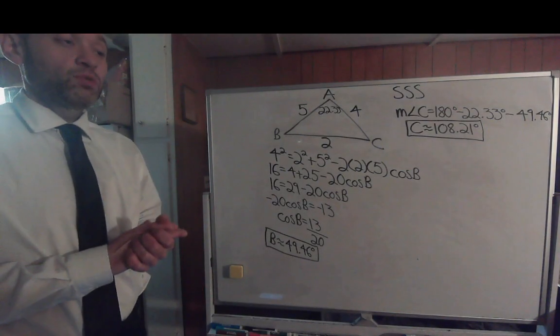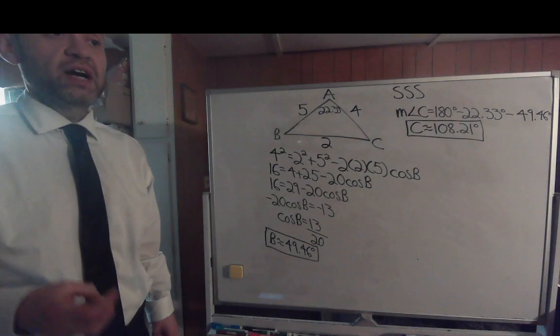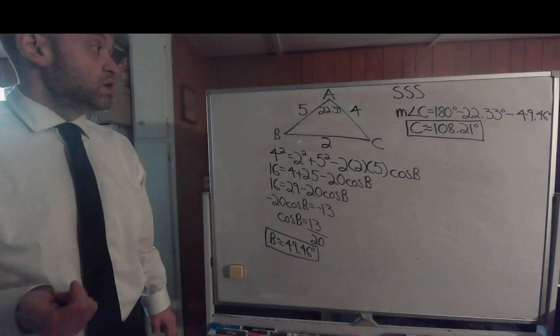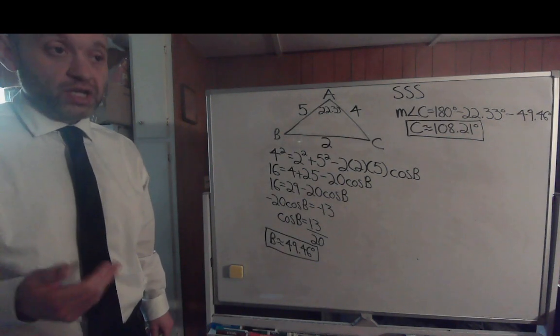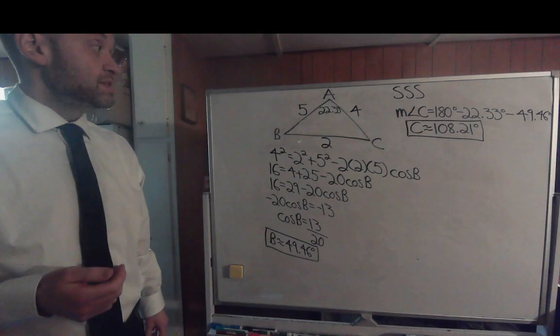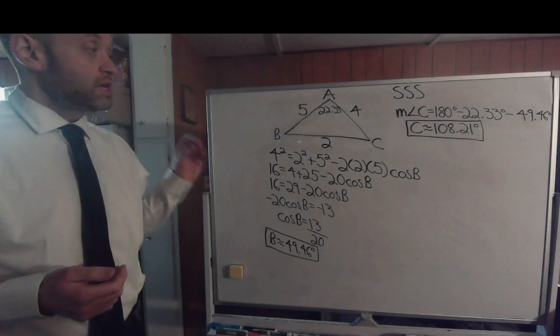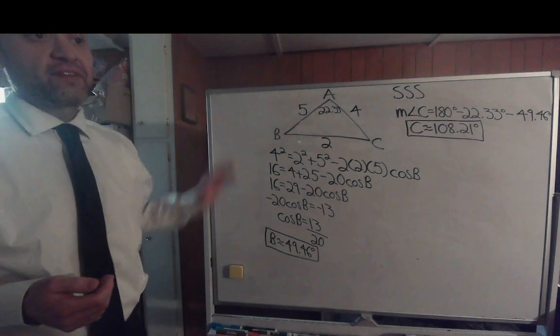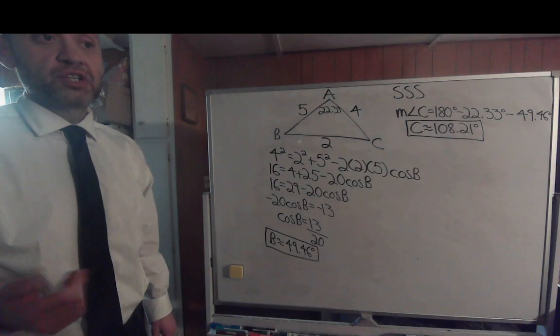The next lesson we're going to talk about another method for finding the area of a triangle called Heron's formula, which is actually pretty simple to use. And you can also, just like with the law of sines, it doesn't have to be a right triangle for you to be able to use this formula.